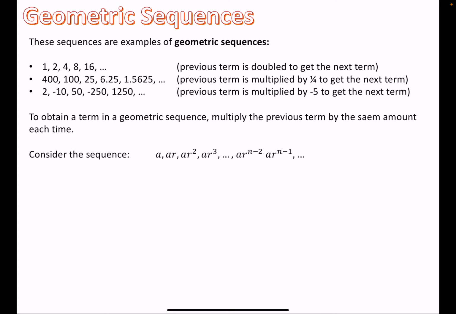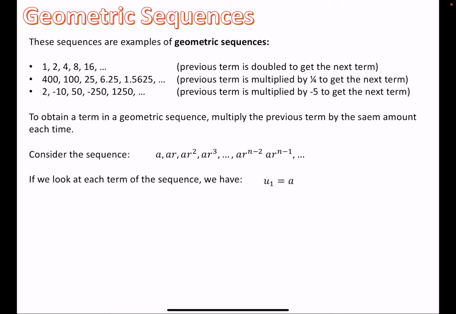Consider the sequence A, AR, AR squared, AR cubed, right? That looks like it's come from absolutely nowhere, but that is a geometric sequence, because what's happening is we're starting with the first term A, and to get to the next term, we're multiplying it by something. To get to the next term, we're multiplying by that same thing, which is where the indices come in. What you've got to be careful of here is that indices are going to be a prominent part of geometric sequences. So if you have forgotten all your indices laws from National 5, then it might be worth looking back at them.